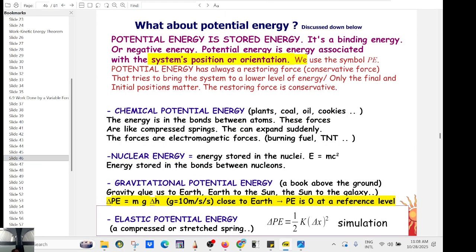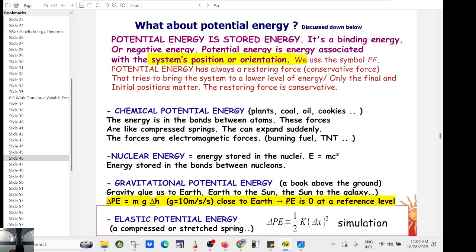So talking about potential energy. Potential energy, very, very important. It's a stored energy, and it depends on the configuration of the system. So we always talk about the change in potential energy because you can choose the level 0 of potential energy wherever you want. Okay, so what matters is the change in potential energy.